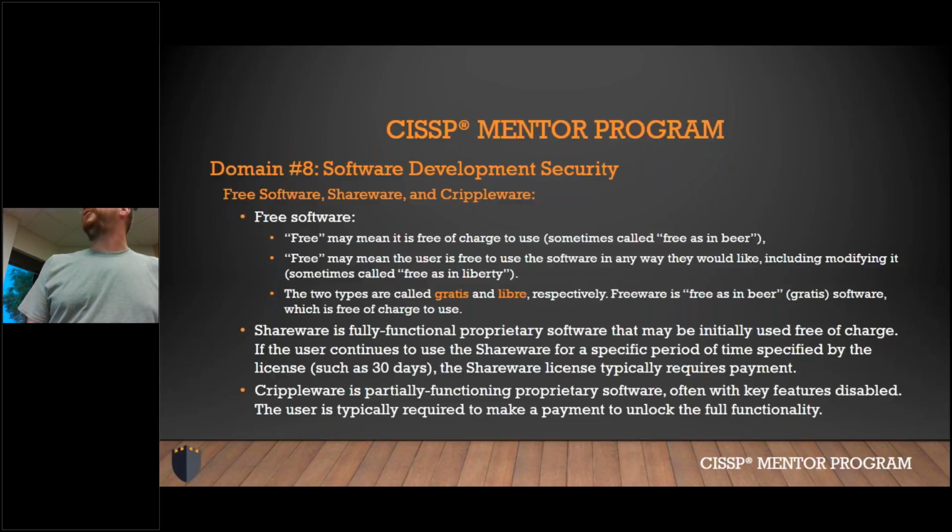Crippleware is partially functioning proprietary software with key features disabled. So where you could download it to try it, but you can read and do stuff, but you can't save in certain formats. In order to really unlock all the reports, you have to pay for it. So you can see the report, but you can't actually do anything with it until you pay for it. That's crippleware.